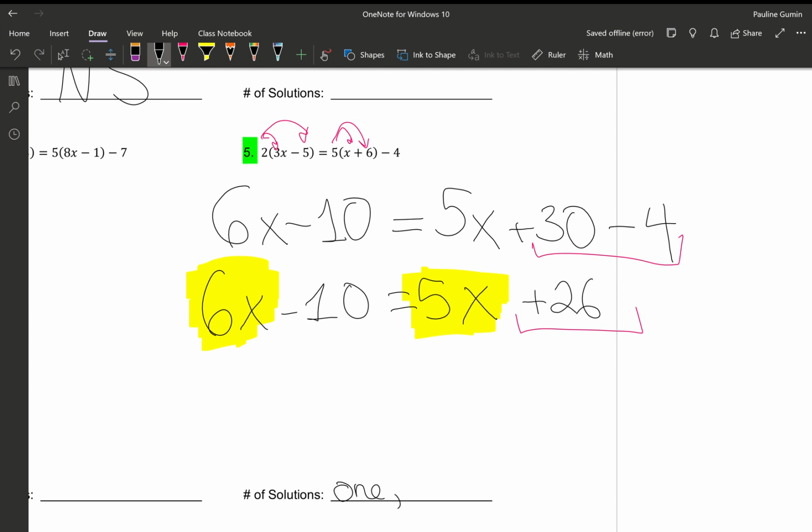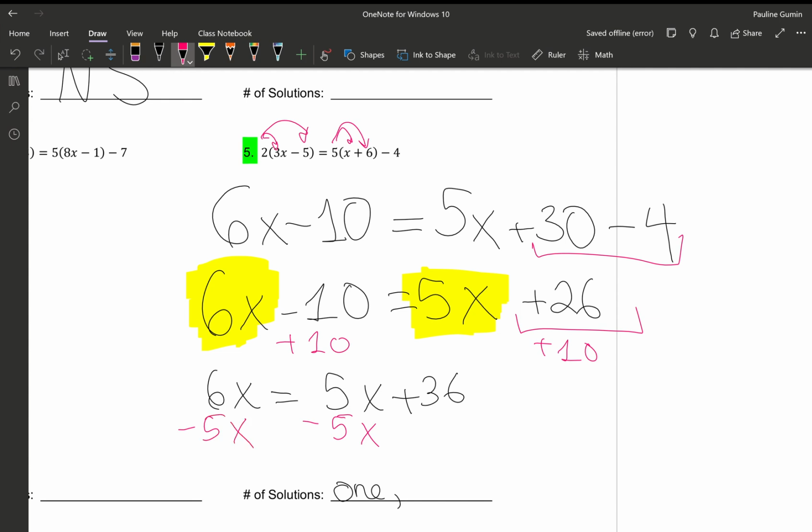And since we're at it, let's solve it. Why not? I'm going to begin by adding 10 to both sides. So I've got 6x equals 5x plus 36. And I'll finish this up by subtracting 5x from both sides. I've run out of room, but let's move it down here. 6x's minus 5x's leaves us with 1x, and it equals 36.